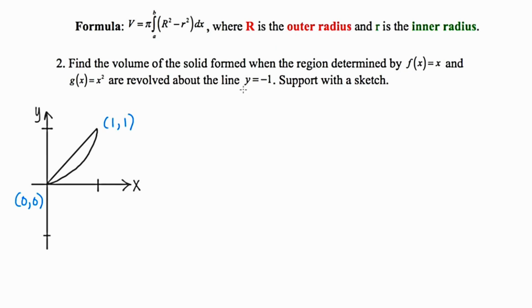This time the axis of revolution is not the x-axis, but it's the line y equals -1. So I'm going to go ahead and draw that in, and I'm actually going to make it blue, and then I'll put one of these little rotational arrows to show that I'm revolving about that line. Now the next thing that I need to do is figure out my representative rectangles, which will illustrate the outer radius, capital R, and the inner radius, lowercase r.